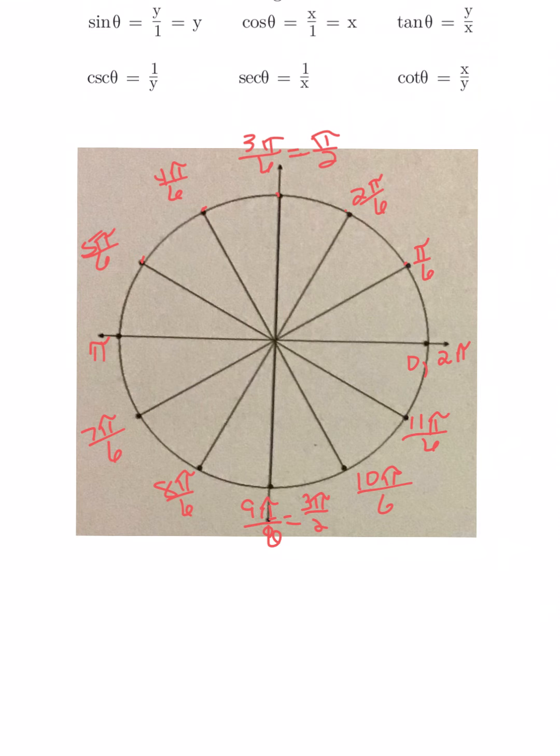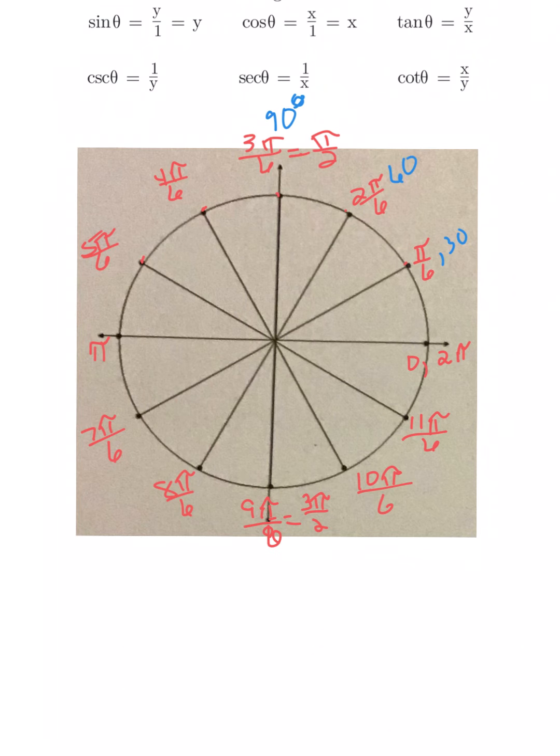And then if we think about this in terms of degrees, pi over 6 is 30 degrees. 2 pi over 6 will be 60 degrees. And if you think about that, we have taken 180 degrees and divided it into 6 equal pieces. So it makes sense that each of these would represent 30 degrees. Pi over 2 is 90 degrees.